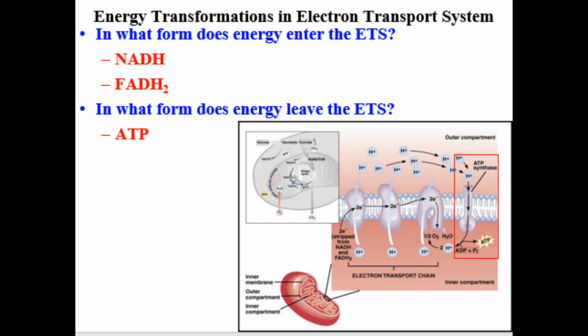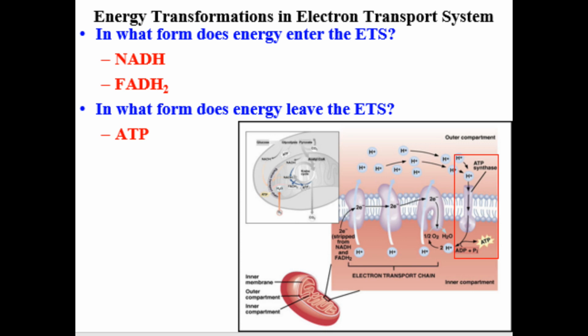Here's a question that we've asked with each of these three different phases of cellular respiration. With glycolysis, you could name the forms of energy that enter glycolysis. Same thing with the Krebs cycle. So we're doing this for the electron transport system. How does energy enter into the electron transport system?